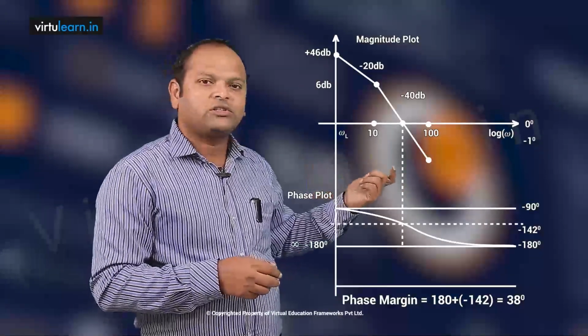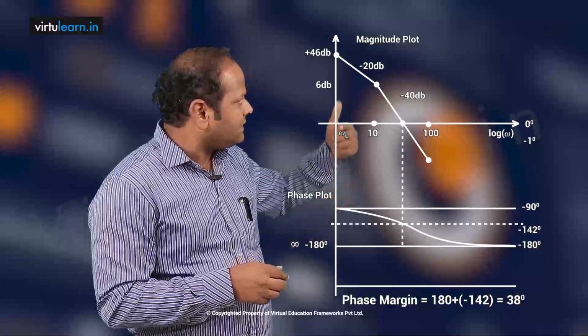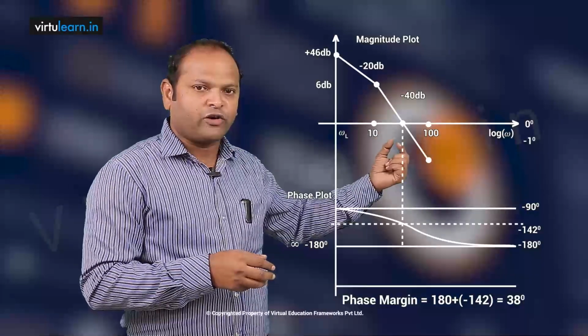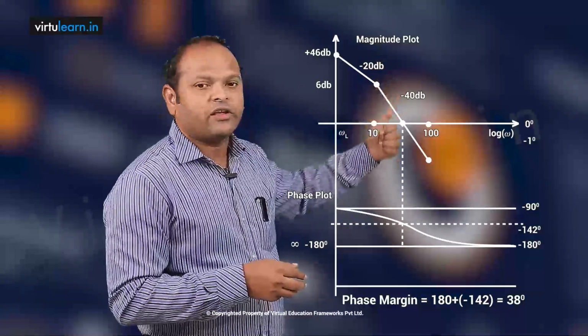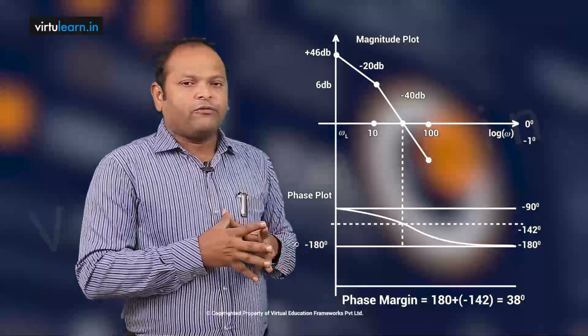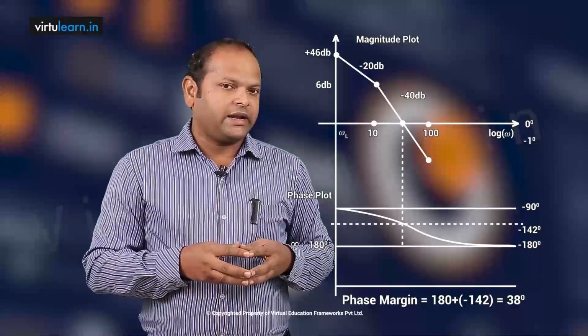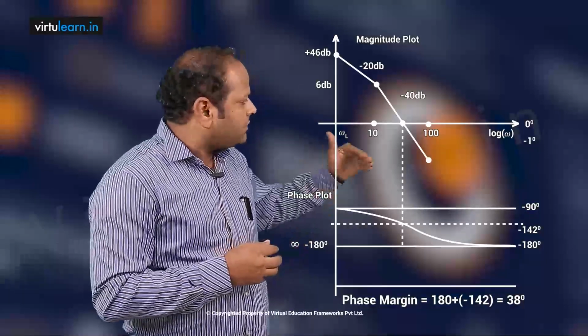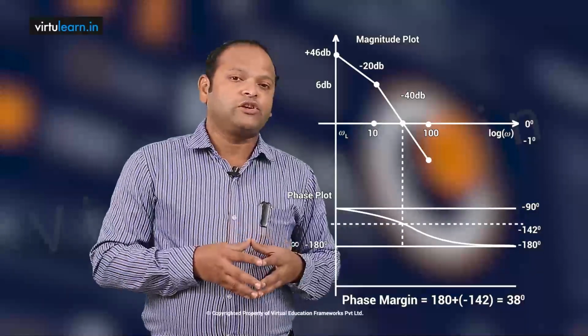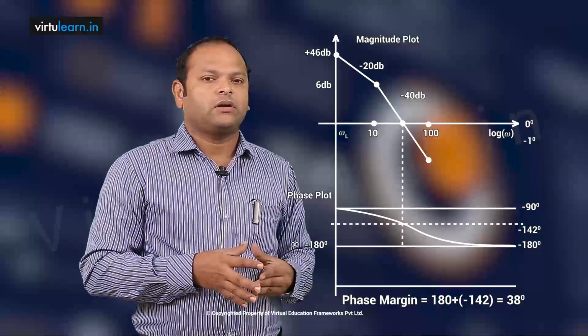Since the phase margin is positive, we can say this particular system is stable. So we can look here. This is minus 142 at this frequency, right? So from this, we can say that the gain margin is infinity and the phase margin is plus 38 degrees. My system is absolutely stable in terms of the gain.